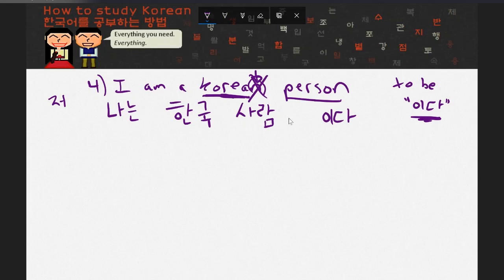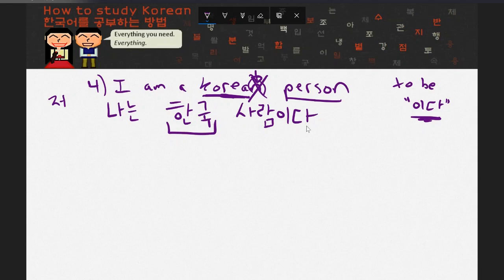Now, there's a big space here, and there shouldn't be a space because ida should actually be attached directly to the thing that it's talking about. So I'm going to erase that and move it over. So it's ida like this. And that's actually the way that you would write it. This sentence would read, 나는 한국 사람이다. Just to point out that you could actually say that you are from any country or that you are a person of any country by changing Hanguk, or changing the country, to whatever your country is.